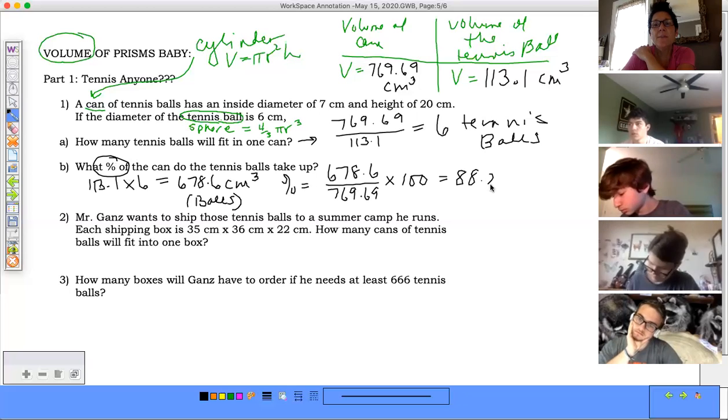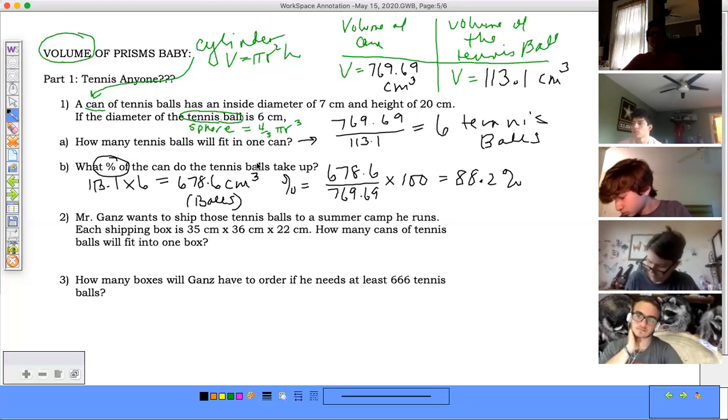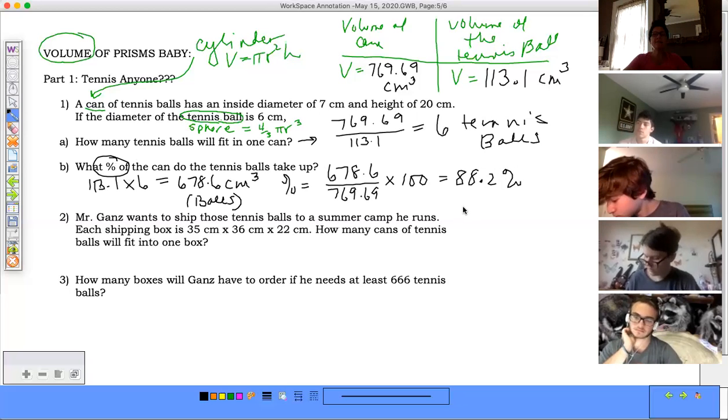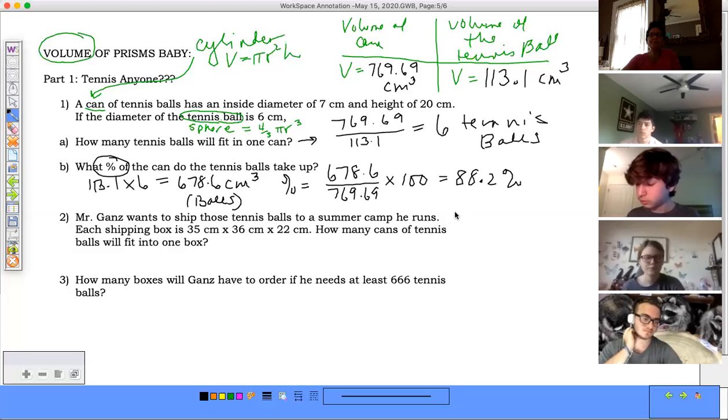88.2%. So it takes up 88.2% of the can. And that kind of makes sense that there's going to be some space left over. Does everybody agree? Yeah. Okay.